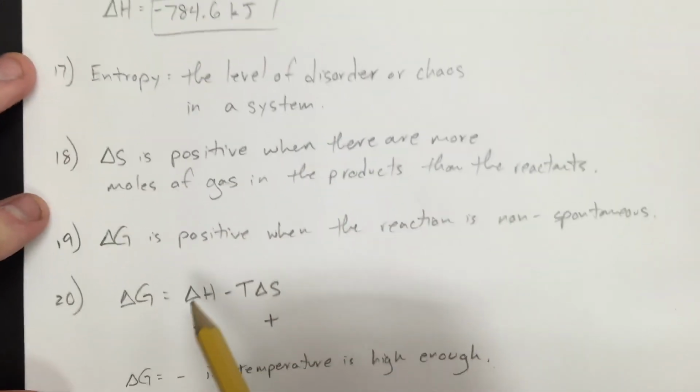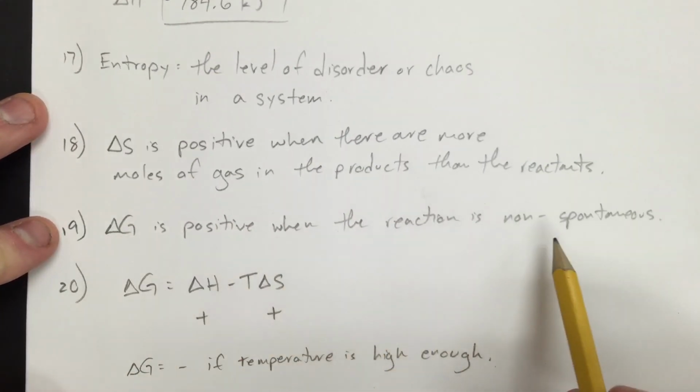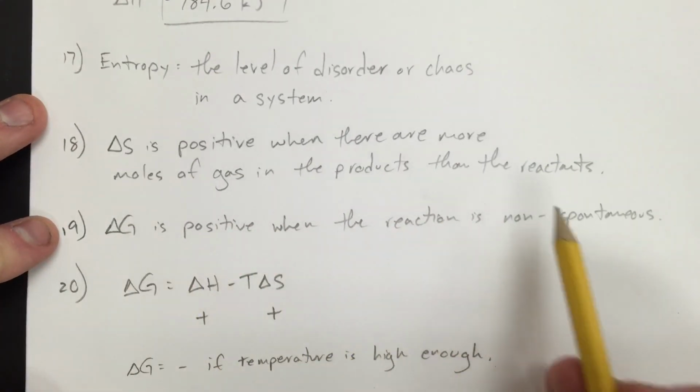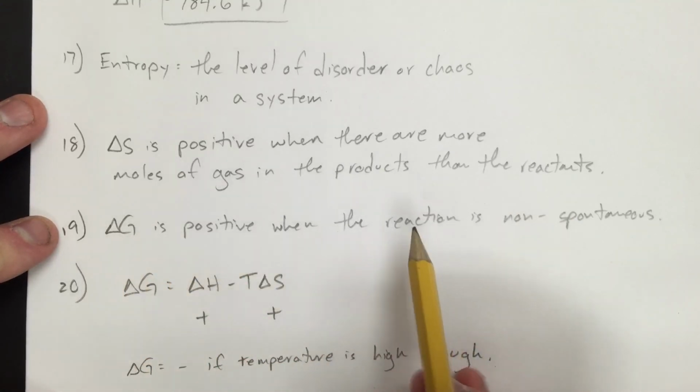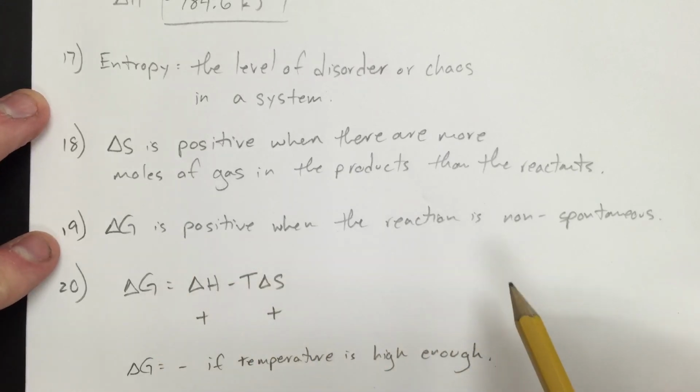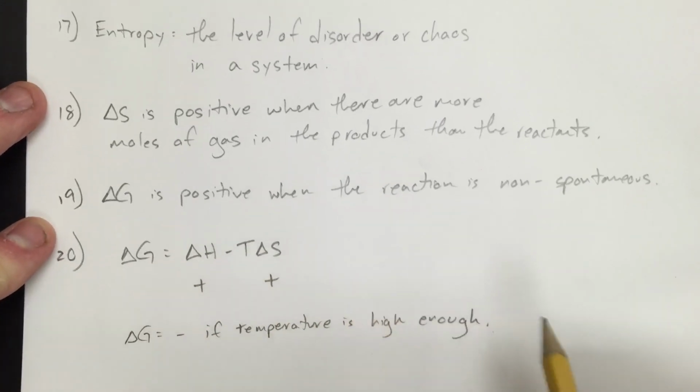Yeah, that's it. And then delta G is positive when the reaction is non-spontaneous. Delta G is negative when the reaction is spontaneous. So a reaction that has a positive delta G is not going to happen. The reverse reaction is going to happen, but the forward reaction is not. We'll talk about forward and reverse reactions next unit.